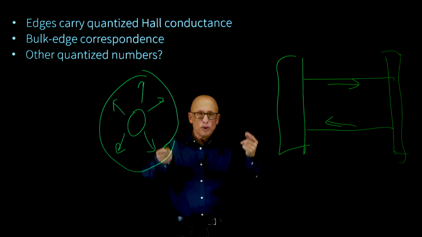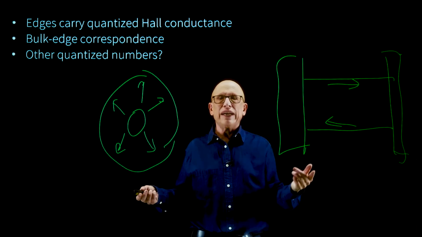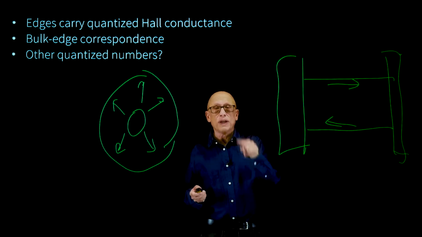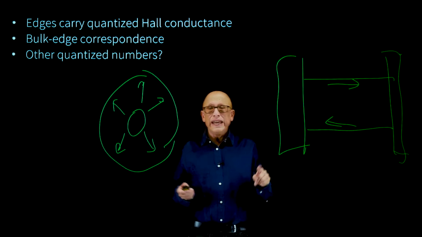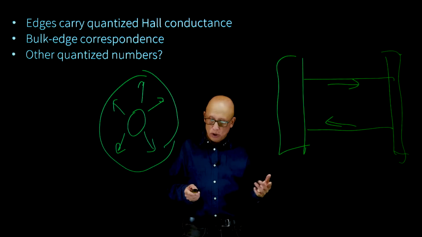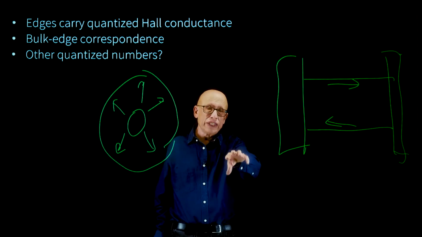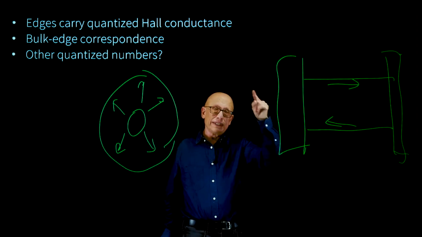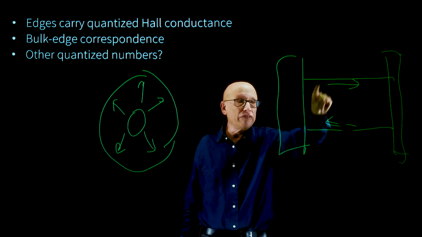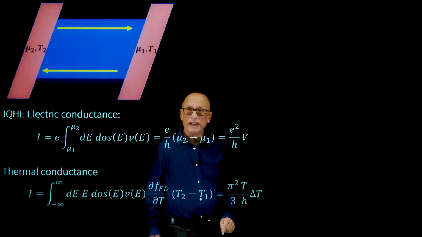Now, motivated by this amazing quantization of the electrical conductance, it makes sense to ask, are there any other quantized numbers in the edge or in the bulk of a quantum Hall system? And we're going to devote most or a large part of this video to another quantized conductance, a thermal conductance that is relevant to geometries that carry edges. So let's look at that.